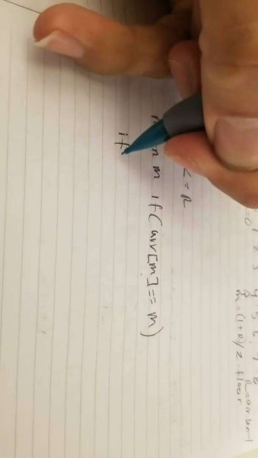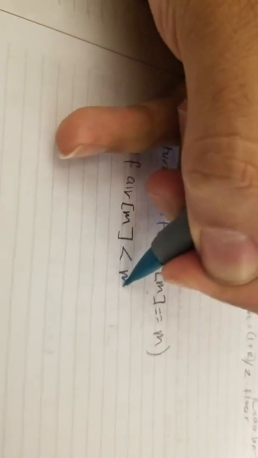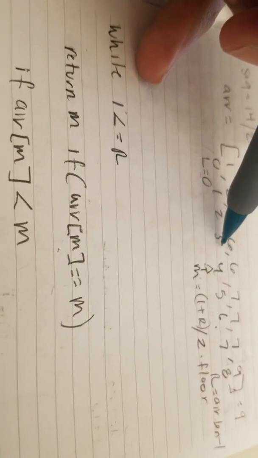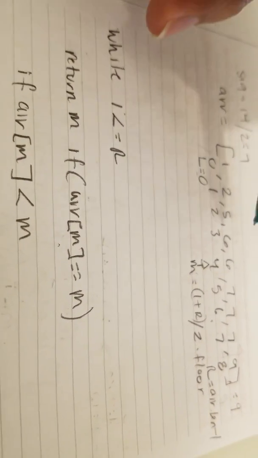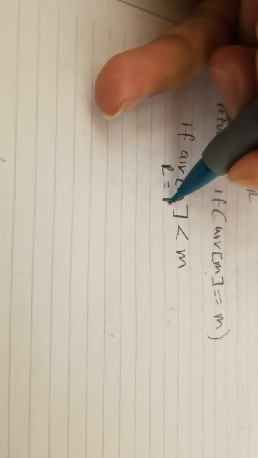So it would be if array at m is less than m. Going back just to clarify, if it was less, we would assume that the magic index could potentially be to the left of it, but since it's not, we would need to check the right of it. So we're going to be updating right to equal m.